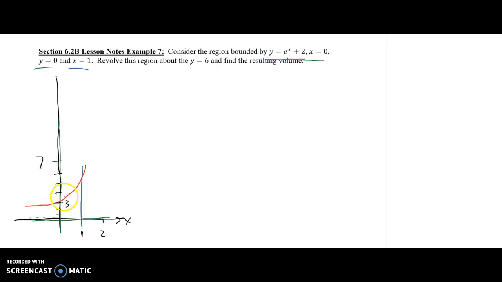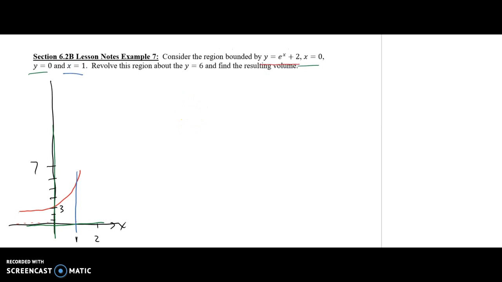So the region that we are looking at, if we go by green, green, blue, and red, is this trapezoidal looking region, except it's curved. That's the region described right here, and we want to revolve it around the line y equals 7. So this is the axis, y equals 7, and we want to revolve this around that axis.